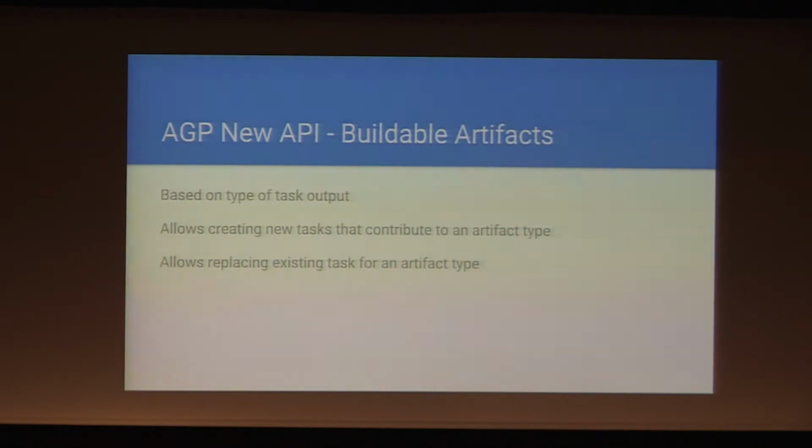And this allows us to simply have a new task that just produces new artifacts and registers itself with this artifact type. So with Kotlin, we are just going to say Kotlin contributes to these JavaC classes, and here's a task that produces them. But this dependency information is embedded within the artifact. Also, we're going to allow replacing existing tasks if someone wants to do that.